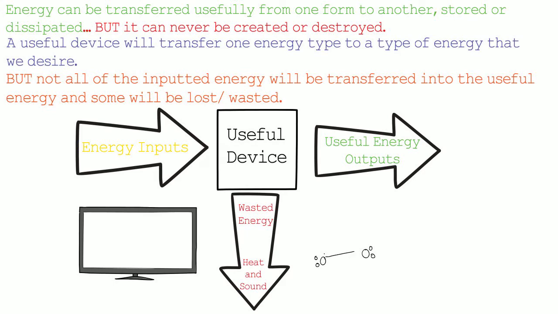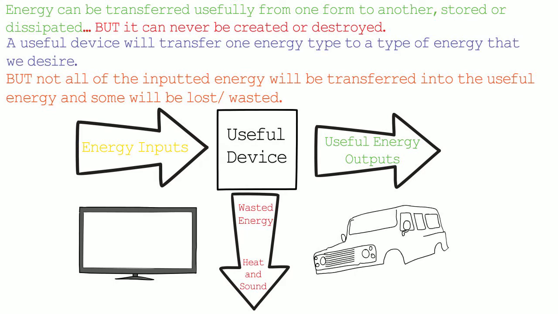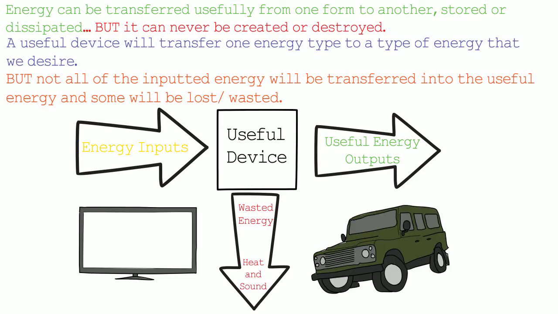Let's use another example of a petrol-powered car. A car takes chemical energy, which is the petrol, and converts it into kinetic energy, heat energy, and sound energy. The kinetic energy is the useful energy output because this is the energy that we desire, but the other two energy types, the heat and the sound energy, are not required, and therefore they are wasted energy.